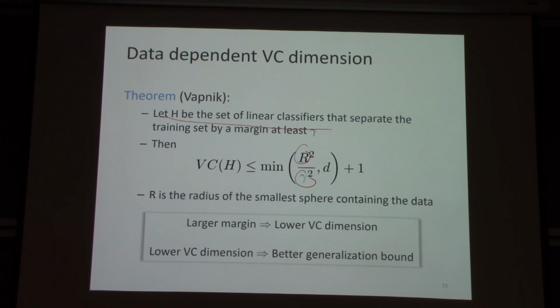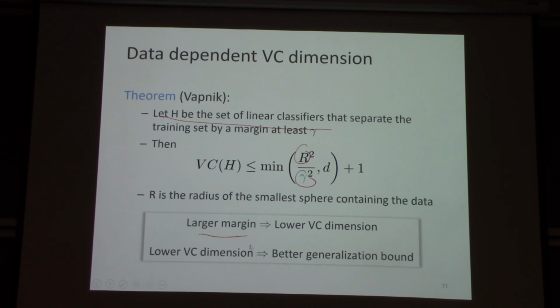Alright, so the argument here is lower margin implies lower VC dimension. Lower VC dimension implies better generalization. So here's a recipe for training. Find linear classifiers that have low margin. And that's the entire idea behind the support vector machine.